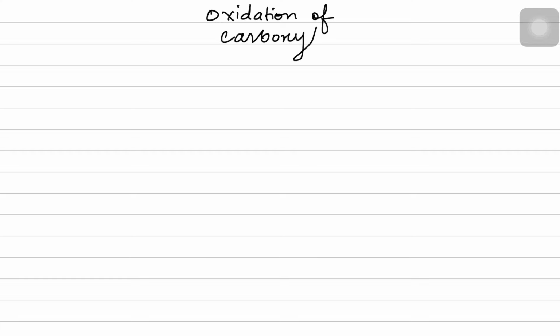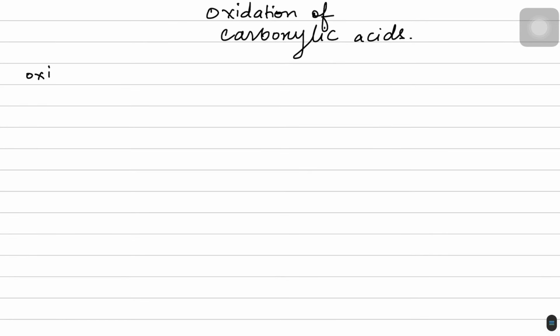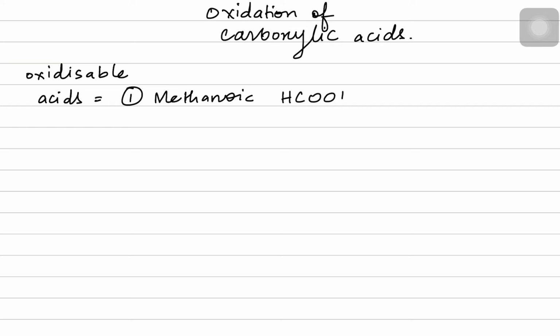Let's talk about the oxidation of the carboxylic acids because that's another topic that can be asked. The oxidizable carboxylic acids are only 2. One is methanoic acid. Because of its aldehyde group, methanoic acid can be oxidized. The second is a dicarboxylic acid, particularly ethane dioic acid, which is also known as oxalic acid.